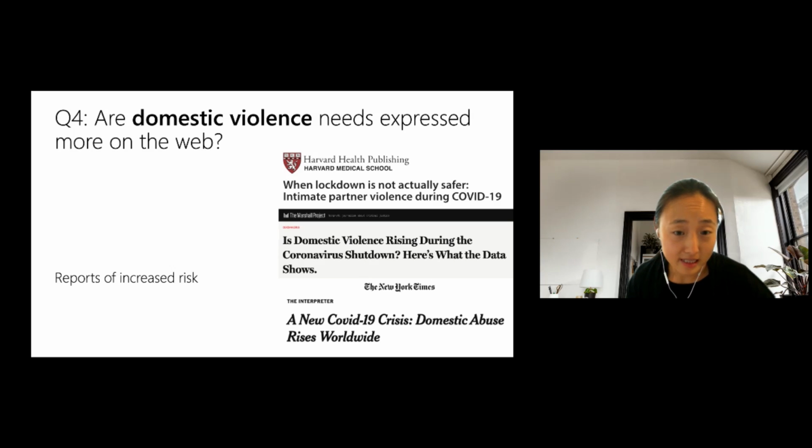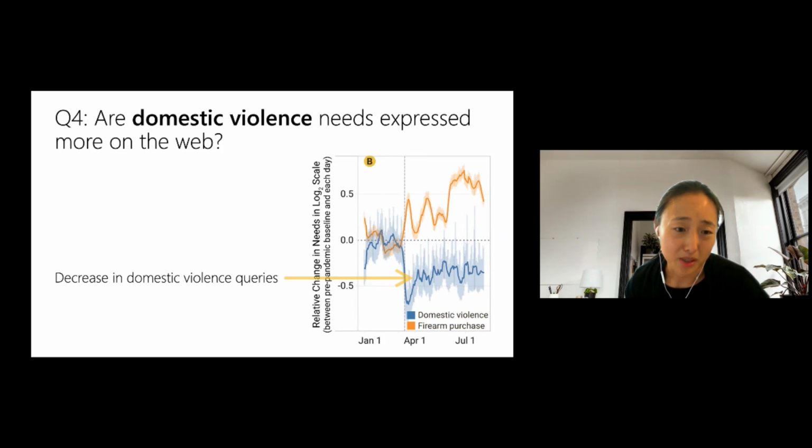For domestic violence, many news outlets and research articles have reported increased risk for domestic violence due to increased physical and financial and social emotional stressors, as well as increased alcohol consumption at home instead of at bars. Disturbingly, we found that domestic violence queries decreased by over 20%, confirming many of the fears that victims are unable to reach out for help under constant surveillance by the offenders at home.